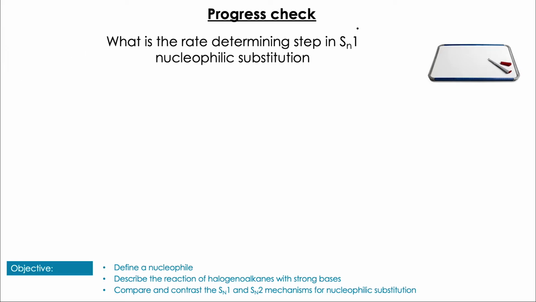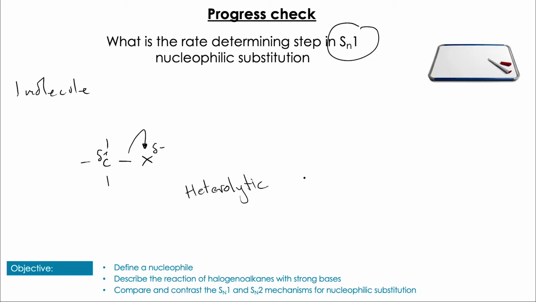So in Sn1 reactions, we only have one molecule in the rate determining step. So it's going to be that heterolytic break of the C-X, where X is the halogen. It's going to be the heterolytic break of that bond and the halogen removing the electrons that is our rate determining step. So what's Sn2 anyway, and how is it different?